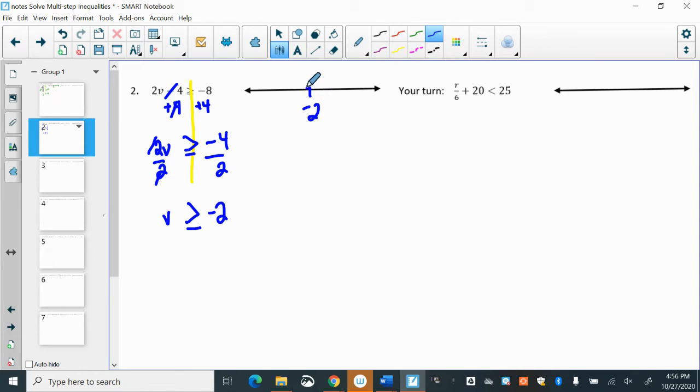There's our -2. This time we have a closed circle, and this one's also saying the variable is bigger. The mouth is open towards the v. The -2, where are things bigger? They're bigger towards the right.